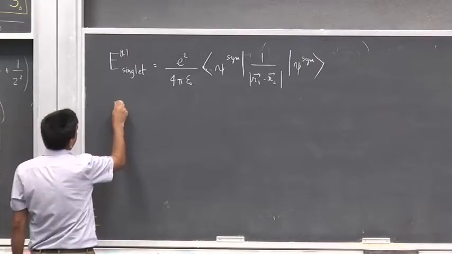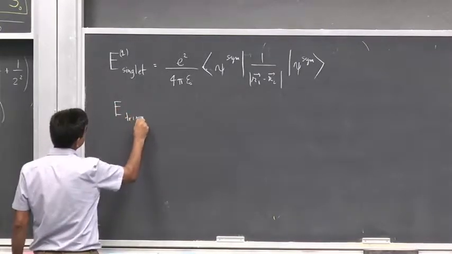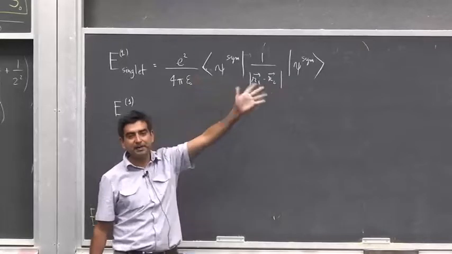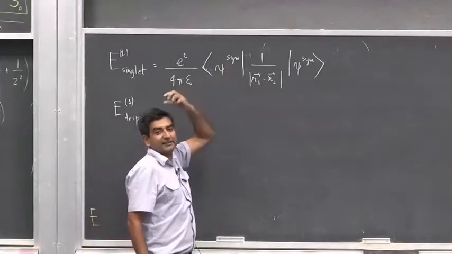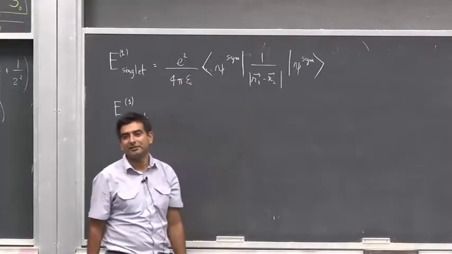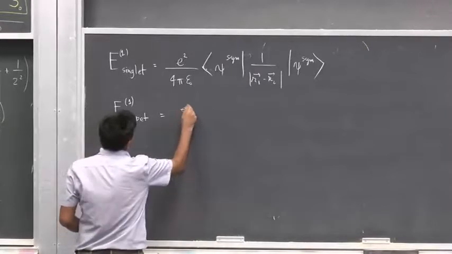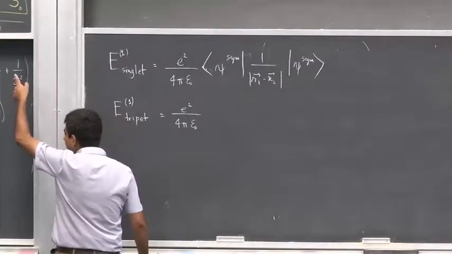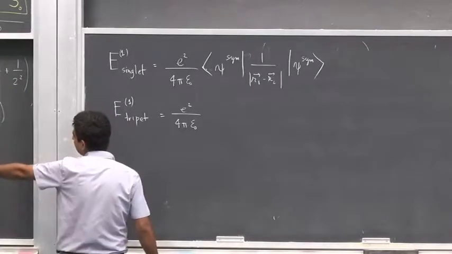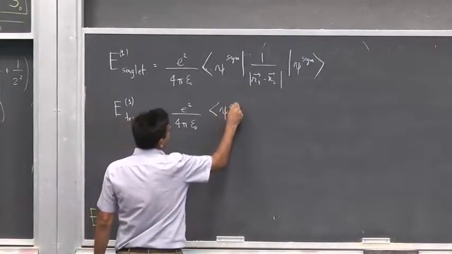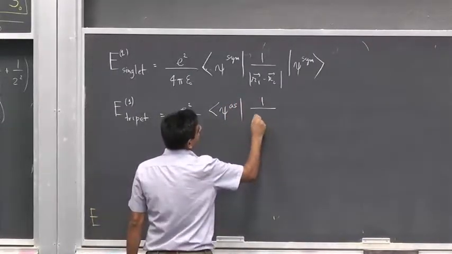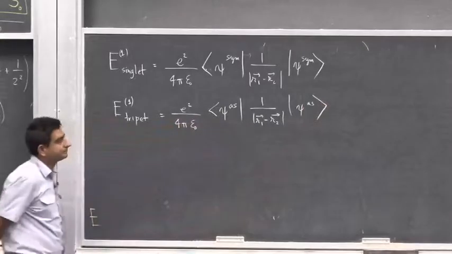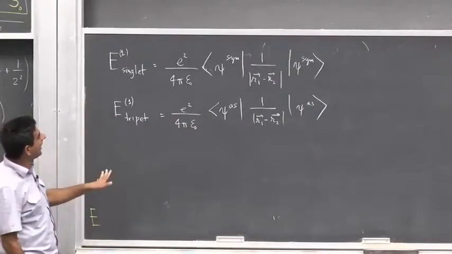And the energy of the triplet state, the first order correction. Look, in this term the spin part doesn't appear, but the quantum state is restrained to be the symmetric quantum state. For the triplet state, the energy correction is going to be E square over 4 pi epsilon naught. For the triplet state, the spatial part is the antisymmetric part, psi as. So this is what you need to calculate, and this is what you need to calculate, and these energies will turn out to be different.